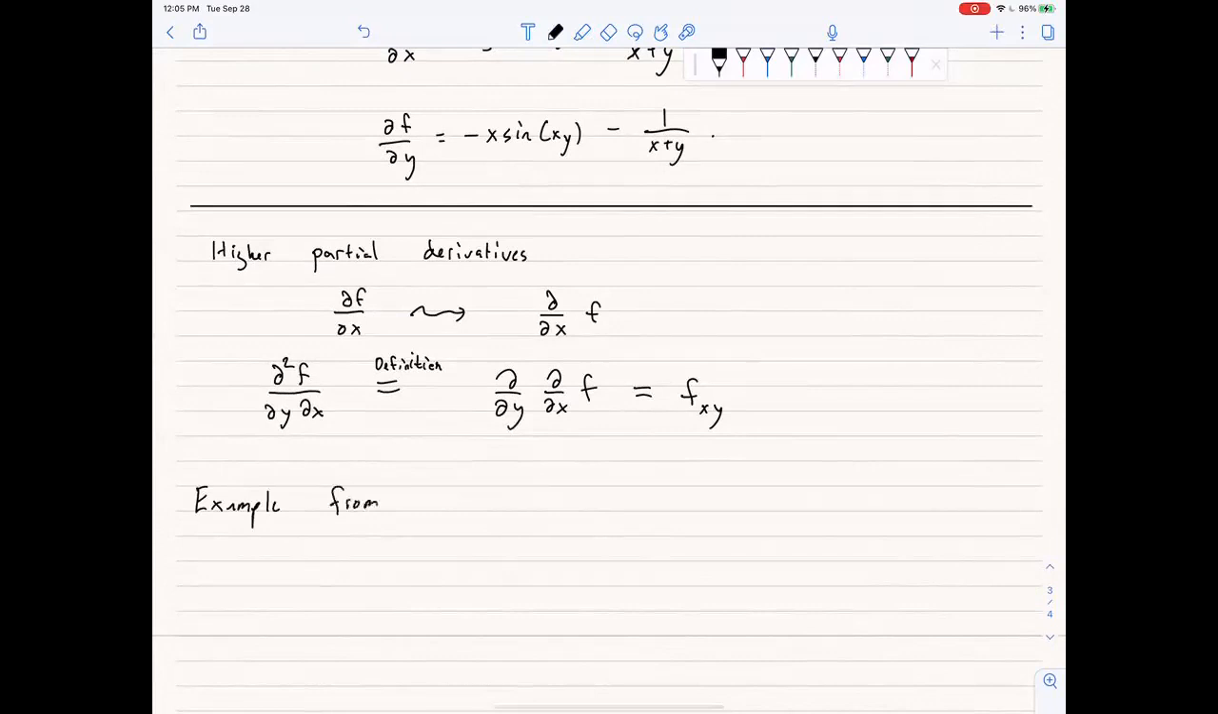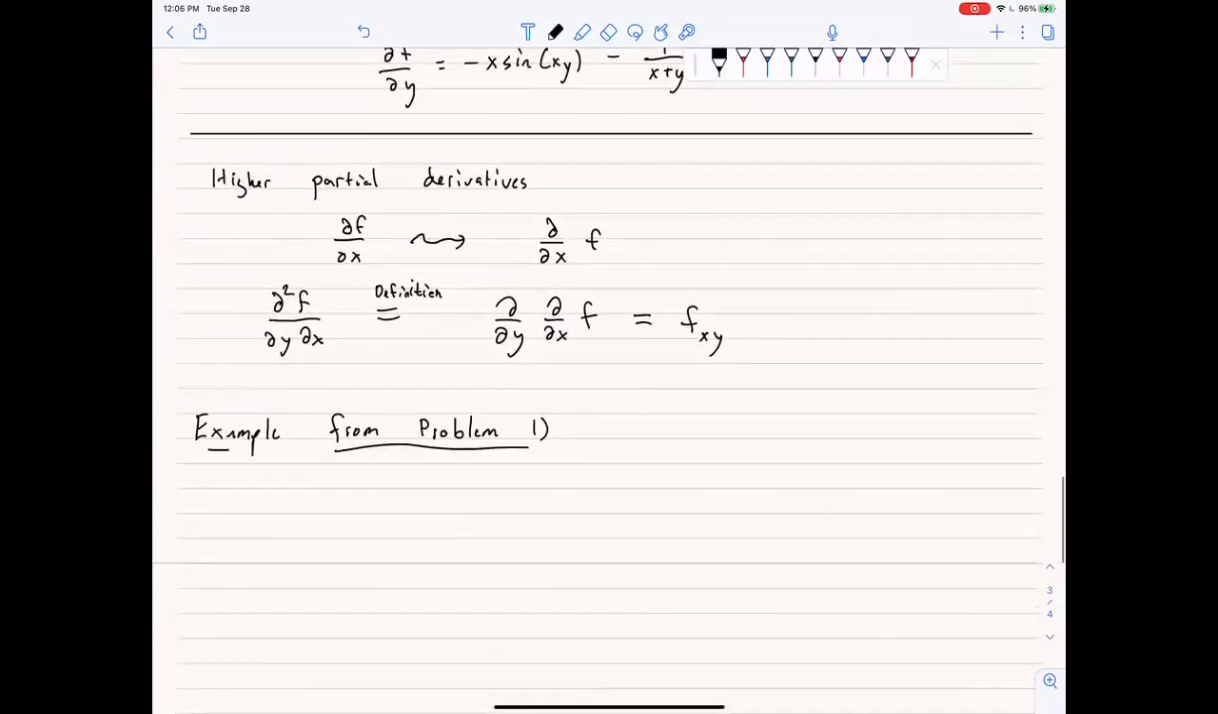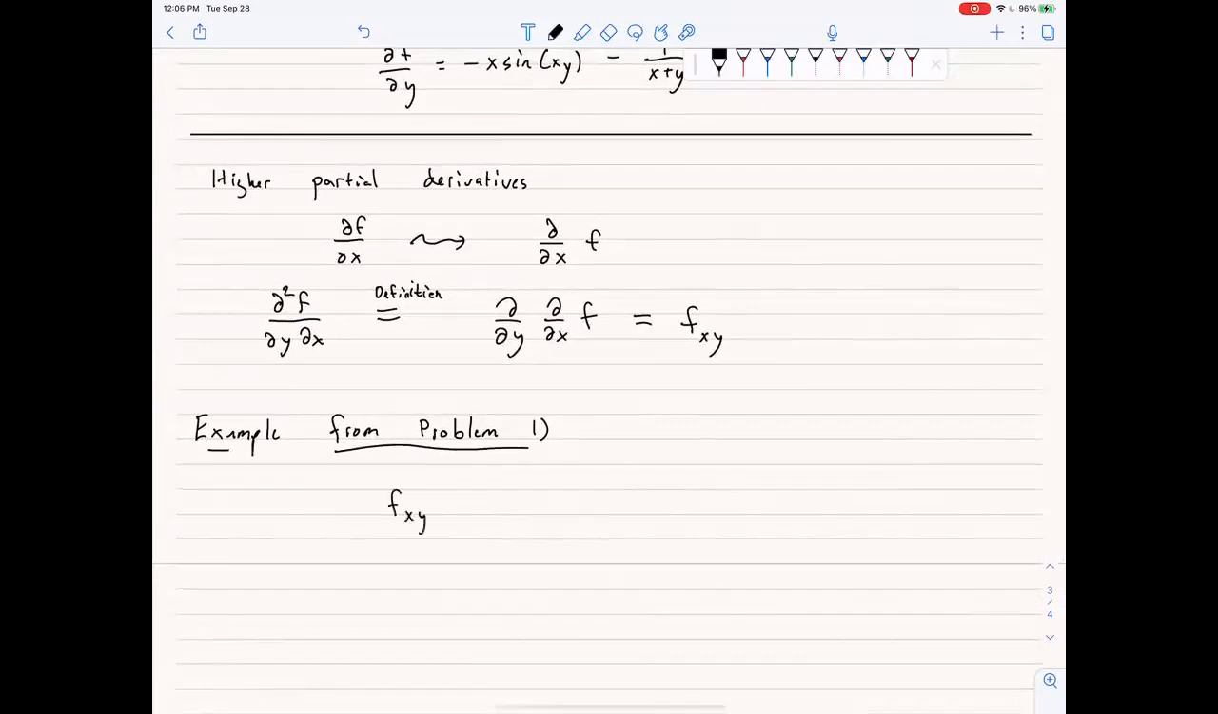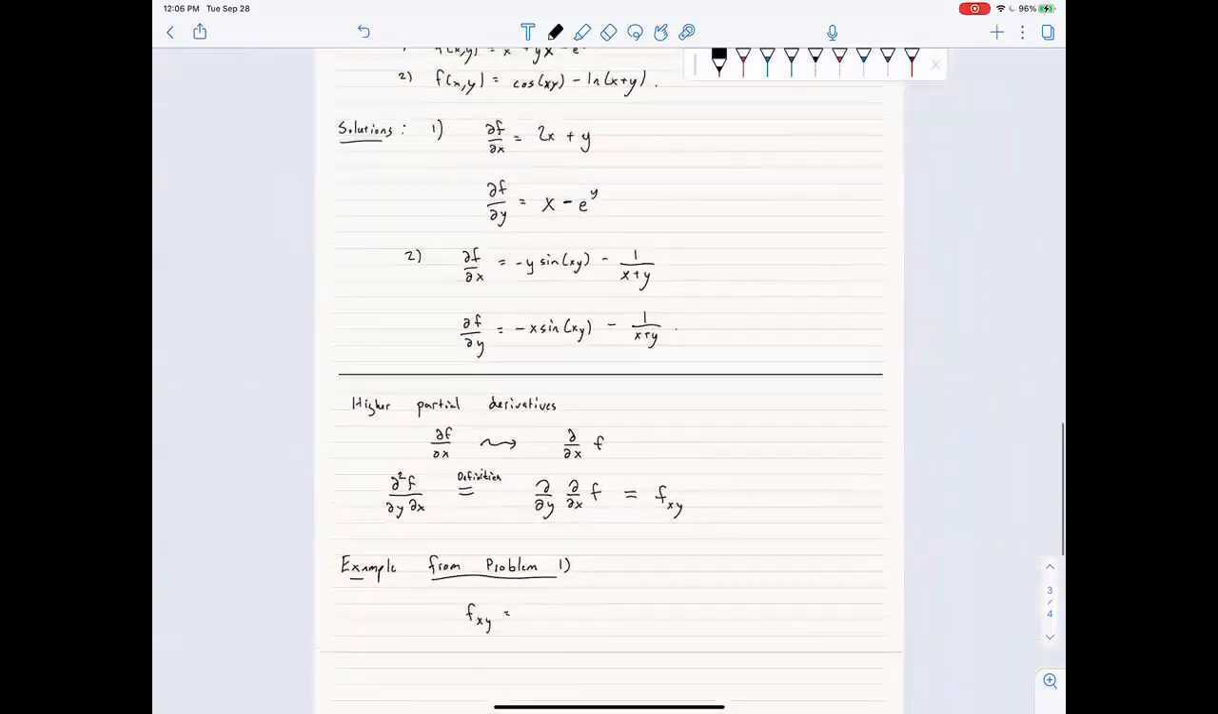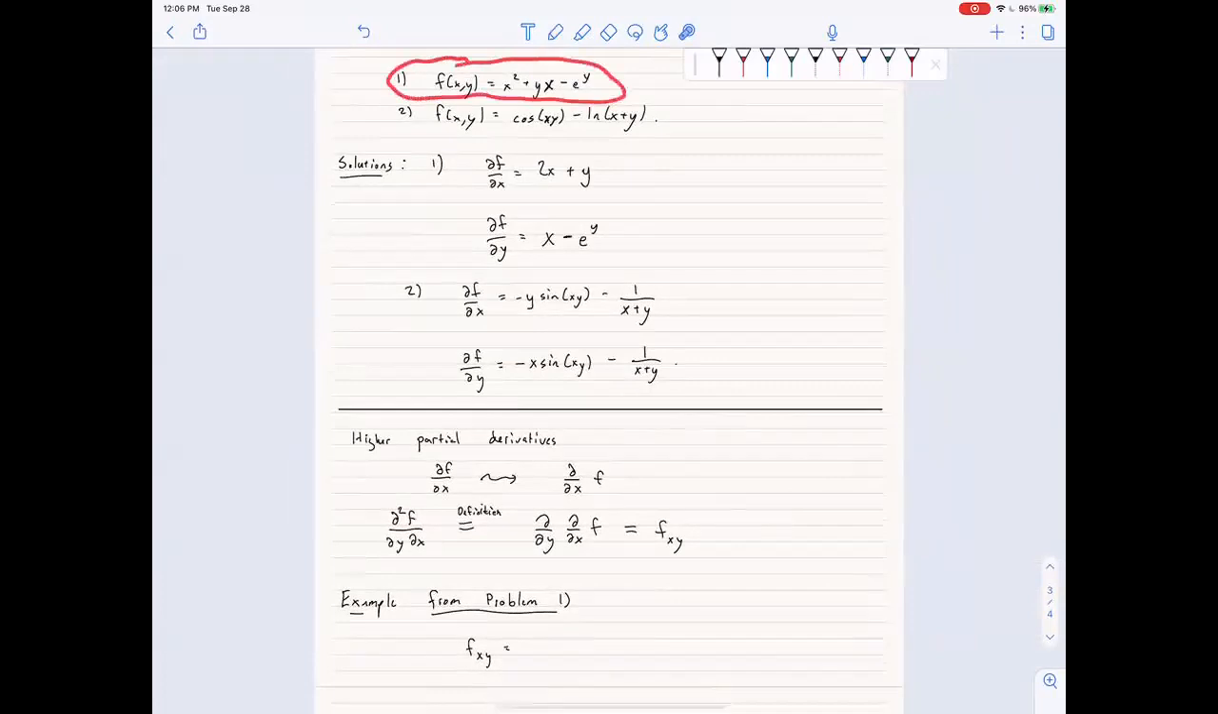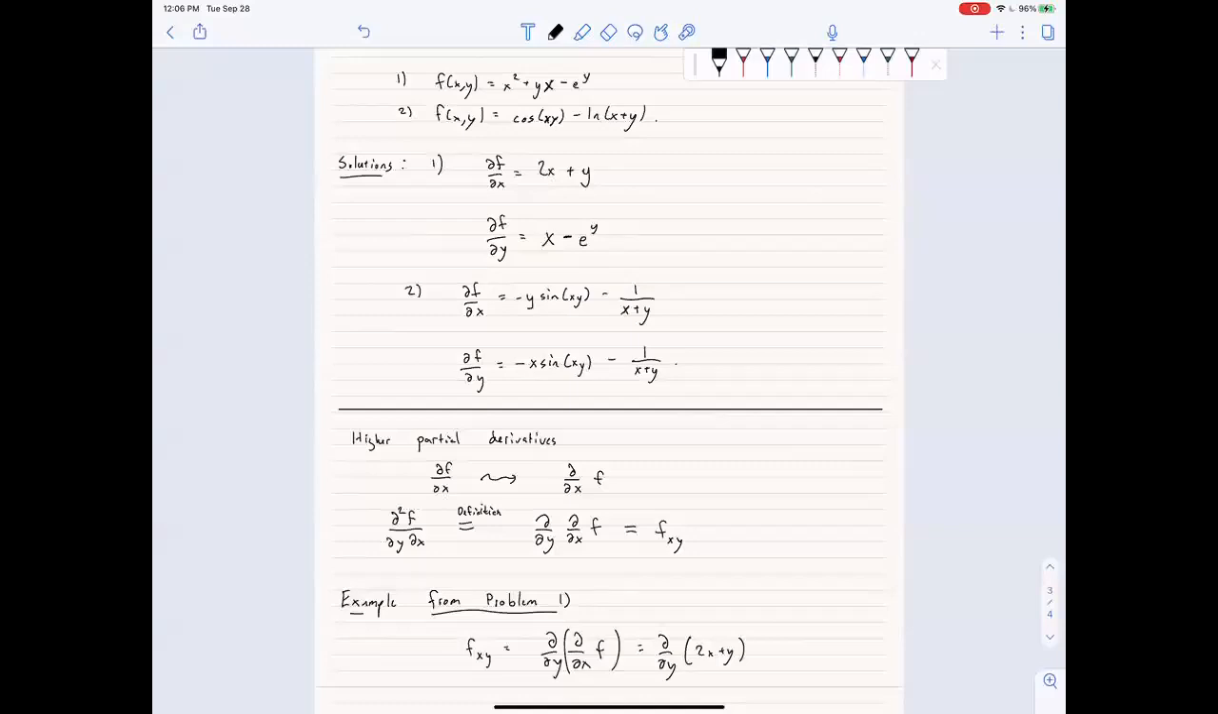Say from problem one above. So let's compute f_xy. Well, okay, I have to remember what we did. So here was one, this is our original function. Now we already did a little bit of the work, right? So this is equal to del del y of del del x of f. And we already computed del del x of f. That's 2x plus y. So this is del del y of 2x plus y. Now 2x we treat as a constant because we're taking the partial with respect to y, so that goes to zero. And then the derivative with respect to y of y is just one. Make sense?